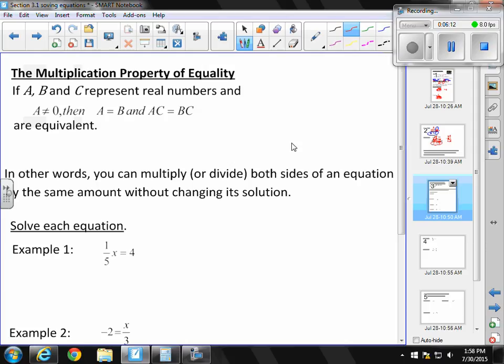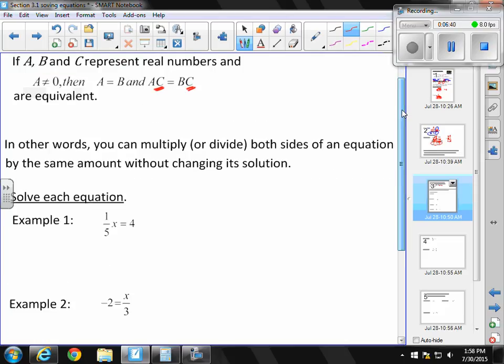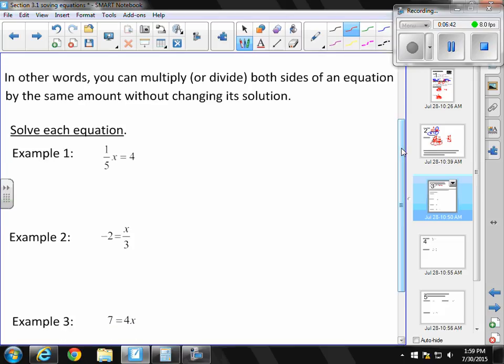The multiplication property of equality says if a, b, and c represent real numbers and a is not 0, then a equals b and ac equals bc are equivalent. In other words, you can multiply both sides of the equation by the same amount without changing its solution. In this example, we've multiplied both sides of our equation by the value c. We're going to do that with some example problems here.